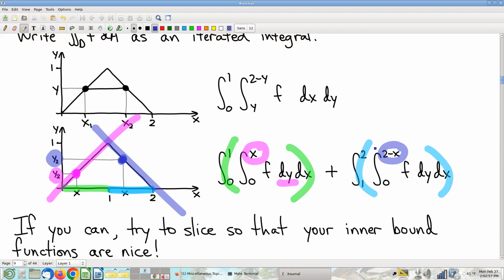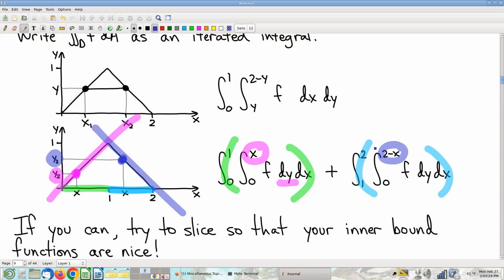If I choose to do my x slicing first, and I'm slicing like this perpendicular to the x-axis, my upper bounds are on this purple curve for a little while, and they're on this dark blue curve after that. I have two different equations in which I need to solve for y. And I get two different answers, and you can't have two different answers in your bounds for an integral. You can only have one answer.